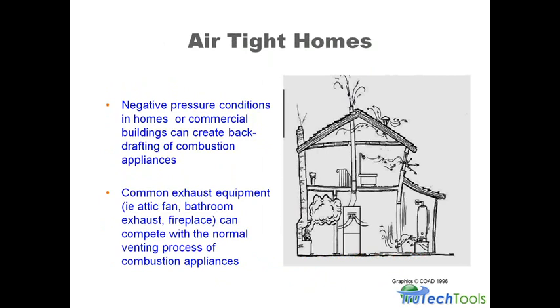Negative pressure conditions in homes or commercial buildings can create backdraft to the appliance, especially with atmospheric pressure appliances. But it can even happen with sealed combustion appliances. I've actually seen sealed combustion boilers backdrafting in mechanical rooms simply because the negative pressure in the equipment room was overcoming the seals and the doors on these boilers. Even a common exhaust bath fan in a residential home can compete with the normal venting process of combustion appliances.